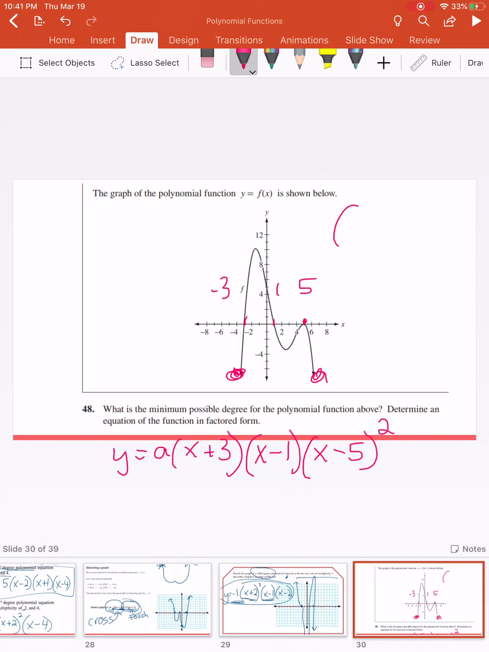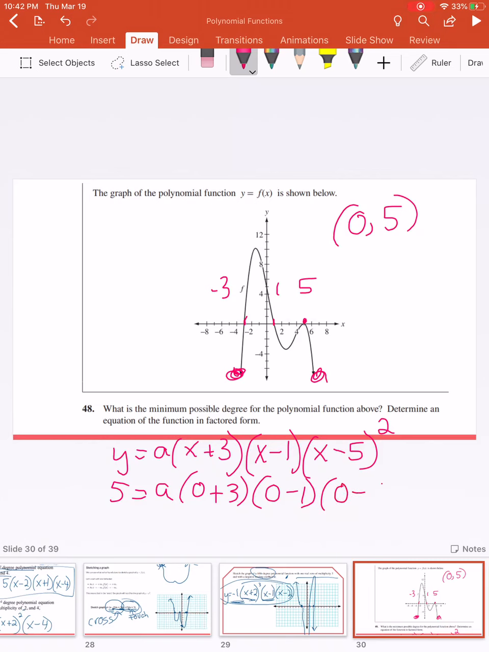So if you look there, when x is 0, y is 1, 2, 3, 4. Looks like it's crossing at 5 there. So y is 5. So now that I have this point on my graph, I'll go ahead and substitute that point in. So when y is 5, x is 0. From here, I can go ahead and type this in my calculator.